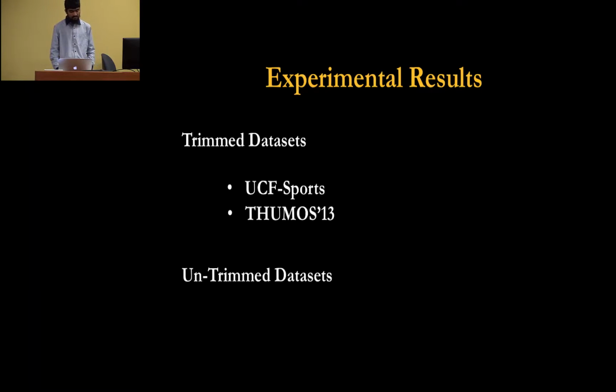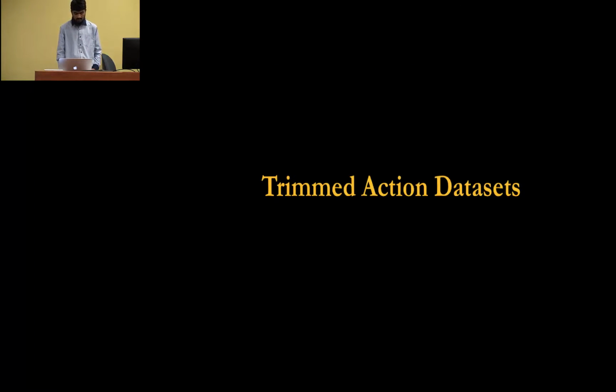We did extensive experiments on trimmed as well as untrimmed datasets. For the trimmed dataset, we use UCF Sports, which contains 10 human actions, and for the untrimmed, THUMOS 13, which contains 24 human actions and 3207 videos. As for untrimmed videos, we use 4 actions from THUMOS 14, and these are actions we annotated ourselves.